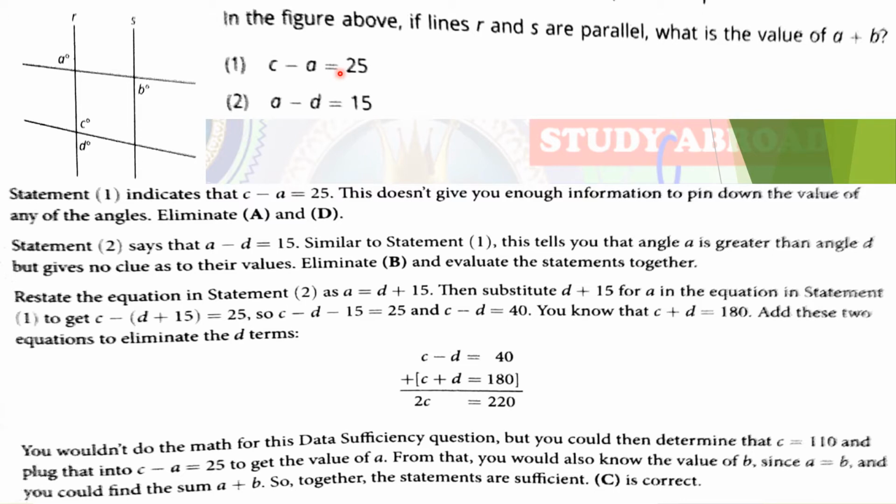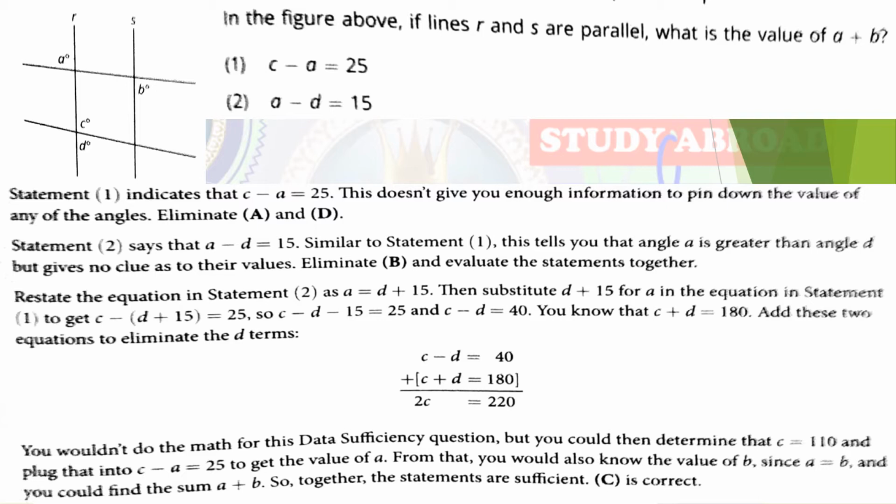So go to the second statement, A minus D is equal to 15. As well as the one relationship we know, that is C plus D is equal to 180 degrees. So between C plus D and A minus D there is no relationship. Three unknowns we are getting, so from the second statement alone also it is not possible.